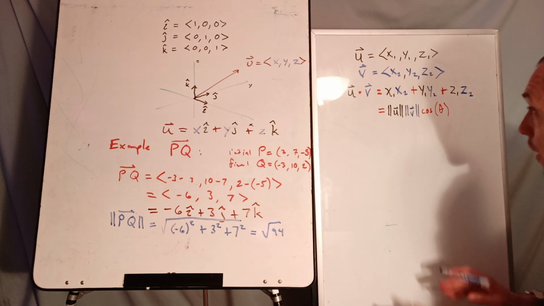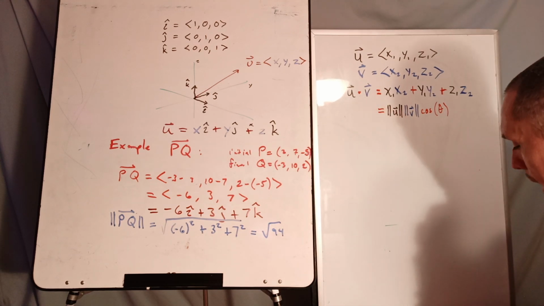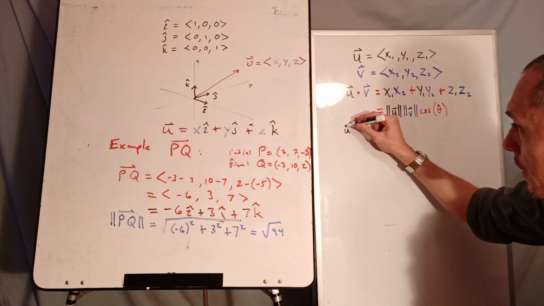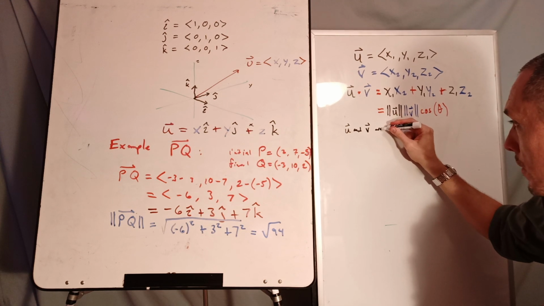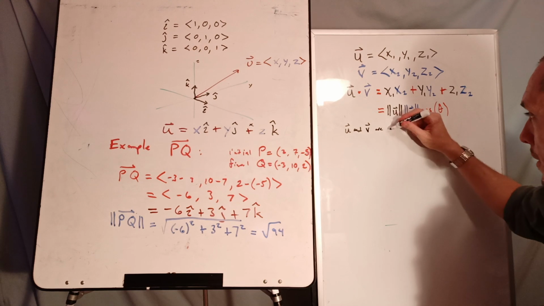However, if they are, let's say, both non-zero, if we have u and v are parallel, so I'll just write this monochromatically. If u and v are parallel, I'll just write parallel.